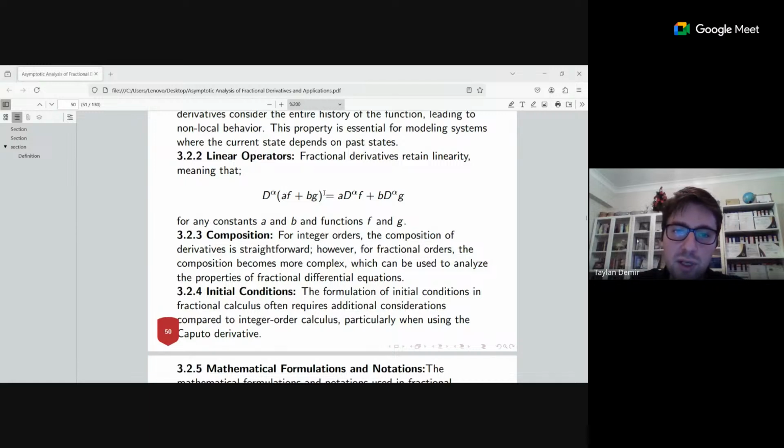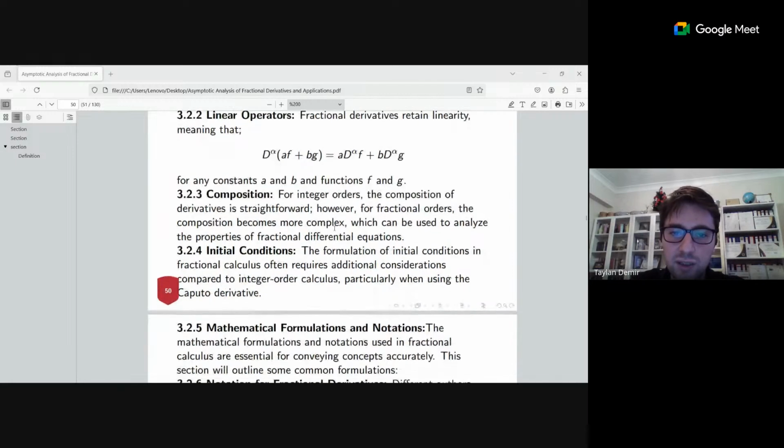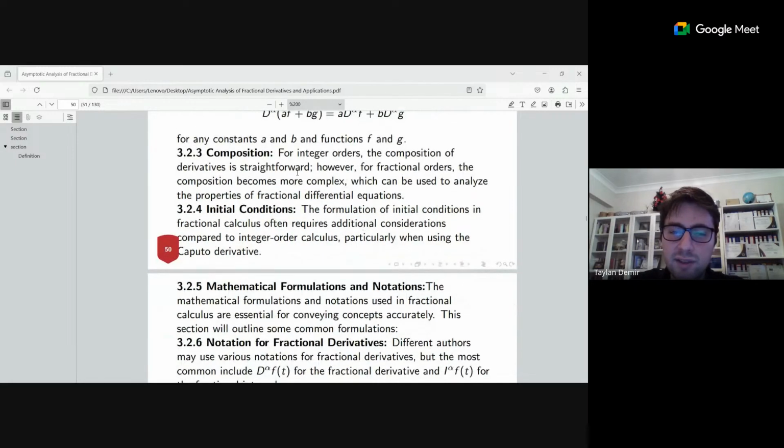Linear operators. This derivative has linearity properties. For example, if you have the alpha order derivative of the summation aF plus bG, we can use the piecewise sum of the F alpha order derivative and the G alpha order derivative, where a and b are constants. And it has a composition rule.